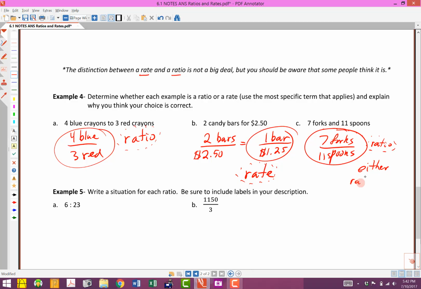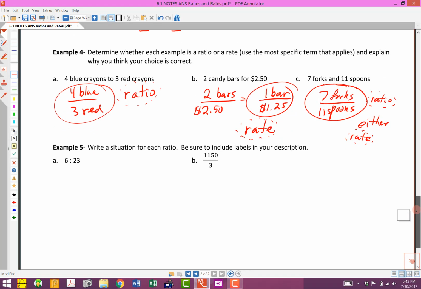If we were to call it a rate, we'd call it a rate because they're different things. One is a fork, one is a spoon. You couldn't eat soup with a fork or something like that. So you could probably do either one as long as you had a rationale, but hopefully you can see why somebody might make an argument for ratio and why another person might make an argument for rate.